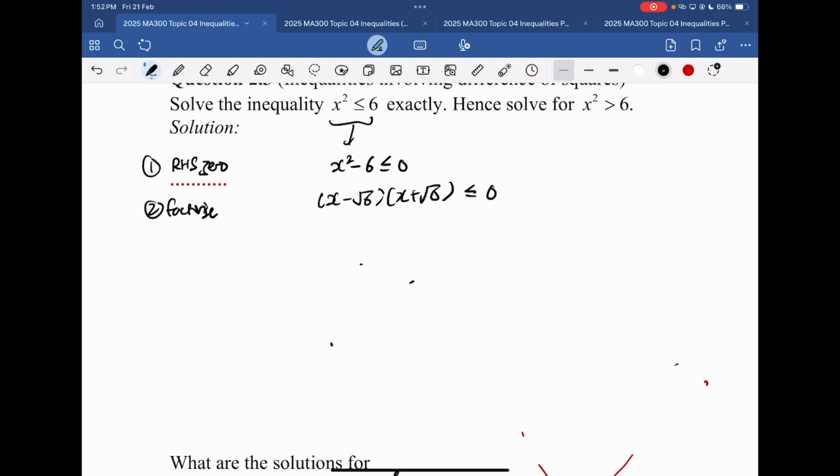So you factorize. Can you see this is like a squared minus b squared. A minus b, a plus b.